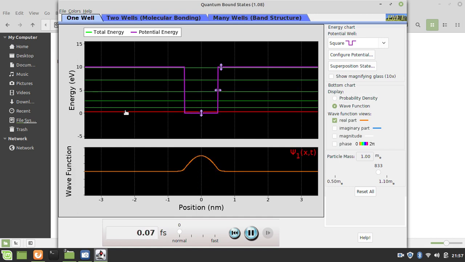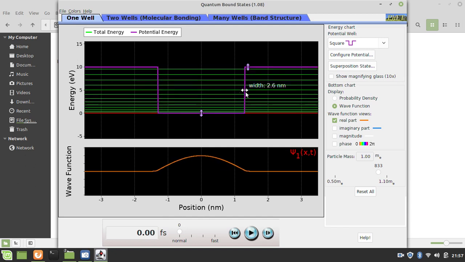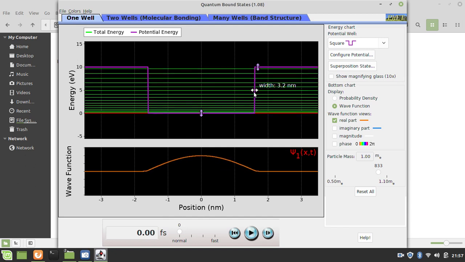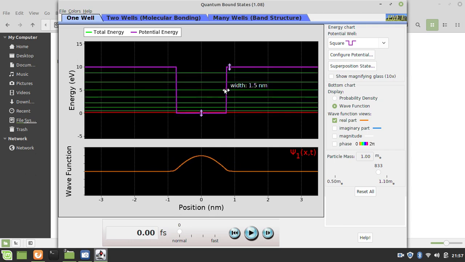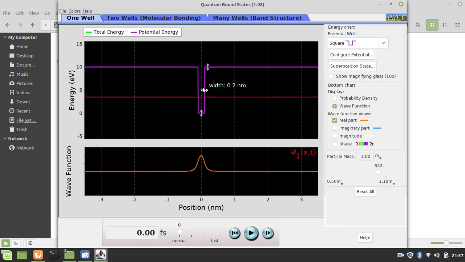If we want to see the wave function, this is our ground state, first excited state, second excited state. We can also vary the width of the potential well. So if it's ground state and if we vary the width, it becomes flatter and curvature is reduced. If it becomes narrow, the curvature is very high.